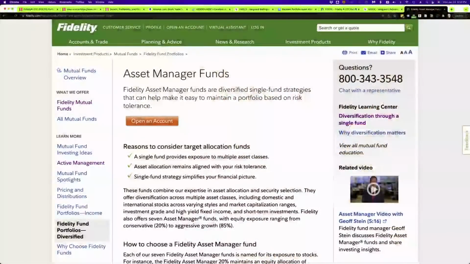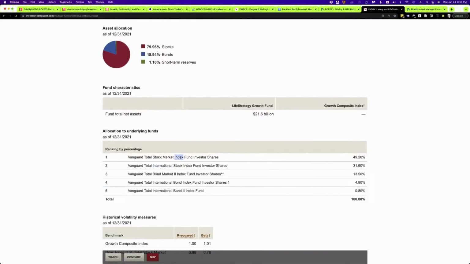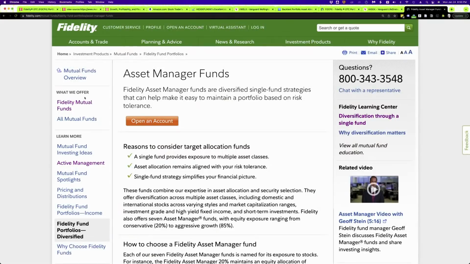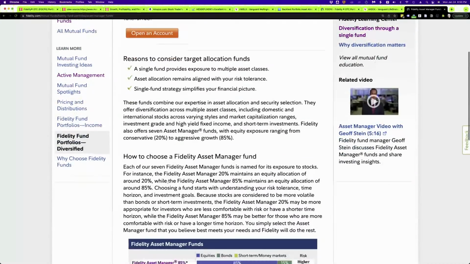For Fidelity, they have what are called, I think, Asset Manager funds. Do I have that right? Yes. They're the same thing in concept, but they're actively managed. They're not index funds. What we looked at with Vanguard holds index funds, right? I think those are all index funds. We can make sure. Index, index, index, index, index. Yeah, all index. Fidelity Asset Manager is right here.